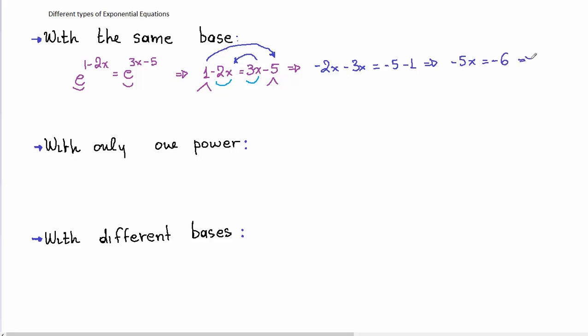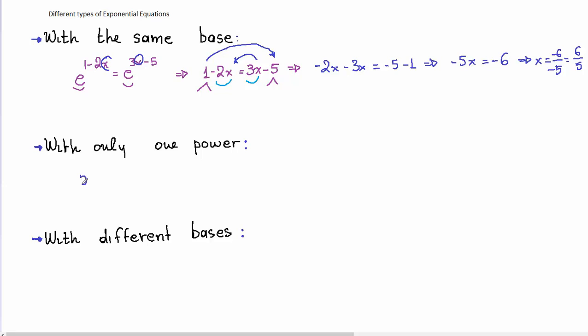I solve for x, and this gives me x equals negative 6 over negative 5. I can simplify that to 6 over 5. And this is my final answer. So this means that if I replace the x right here in the initial equation with 6 over 5, then the exponents will be equal. So that's one of the examples that we want to see.